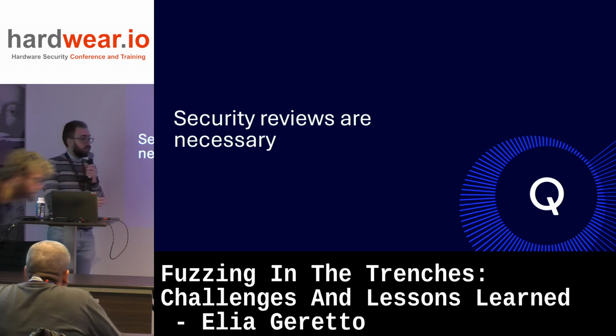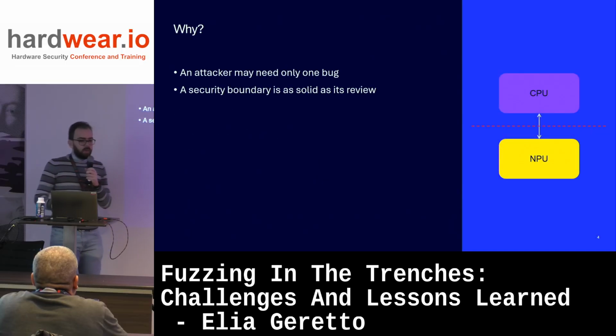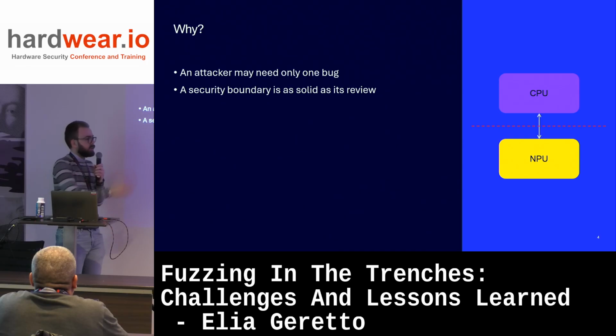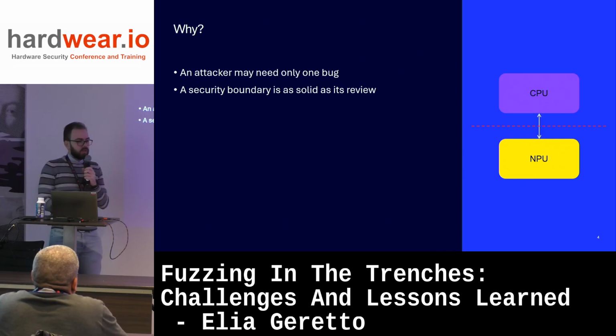So first of all, I'll start with a principle we can all agree on, I think, which is that security reviews are necessary. And the reason for this is that when you have a privilege boundary like the one on the right, I'm not showing a more complex scheme because I cannot, but basically two components like that, CPU and NPU, probably are mutually distrustful. They have software, or firmware or whatever, that runs on them that should not trust the input that comes from the other.